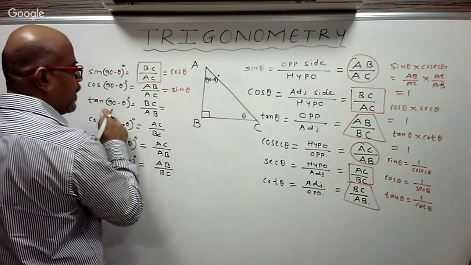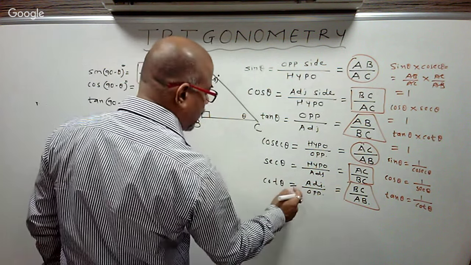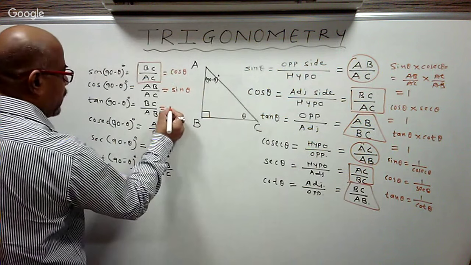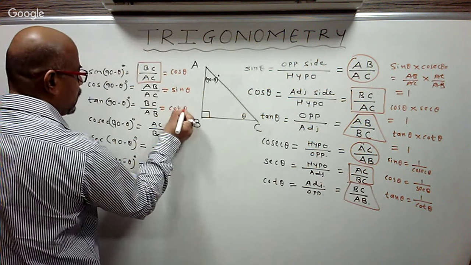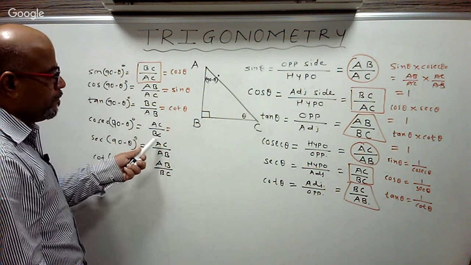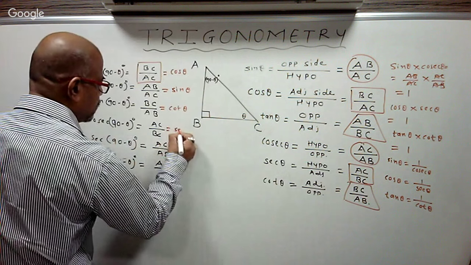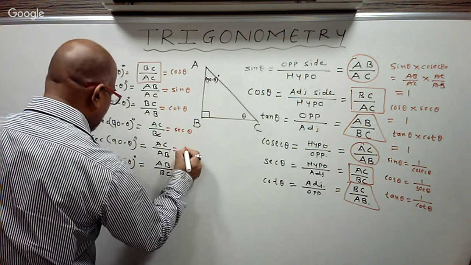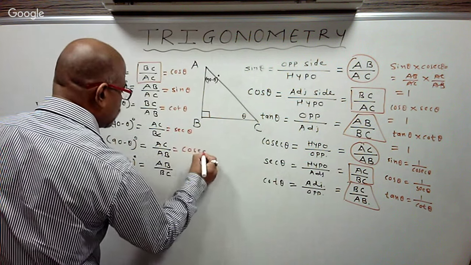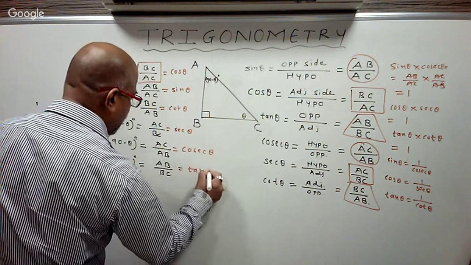Same thing, tan 90 minus theta, BC upon AB, and we have cot theta equals BC upon AB. Here we get cot theta. Now, cosec 90 minus theta, AC upon BC. AC upon BC is the value of sec theta. Therefore, cosec 90 minus theta equals sec theta. Here we get sec 90 minus theta equals cosec theta, and cot 90 minus theta equals tan theta.